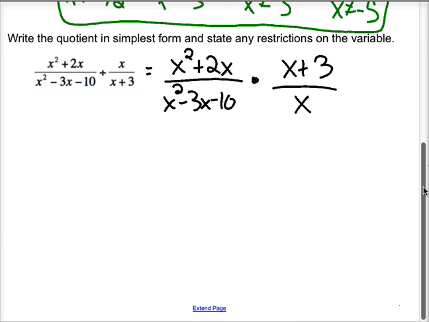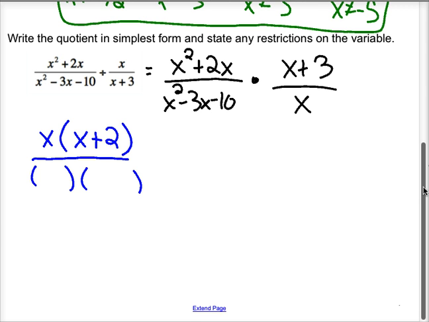Now, that x squared plus 2x, that always seems to get students, okay? You guys always forget how to factor something like that. If the x is in both terms, you can pull the x out of both of those terms, just like that. Don't forget, if your x is in both of them, just pull that x out. X squared minus 3x minus 10, that is going to be x minus 5, x plus 2. X plus 3 can't factor, and x can't factor.